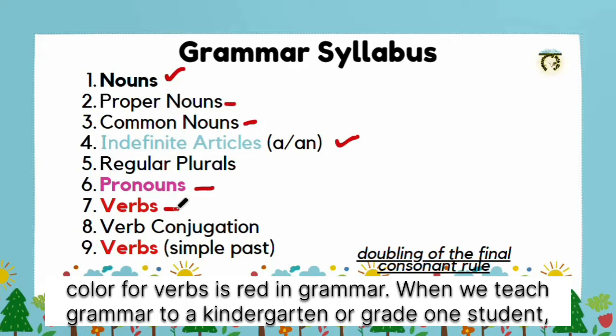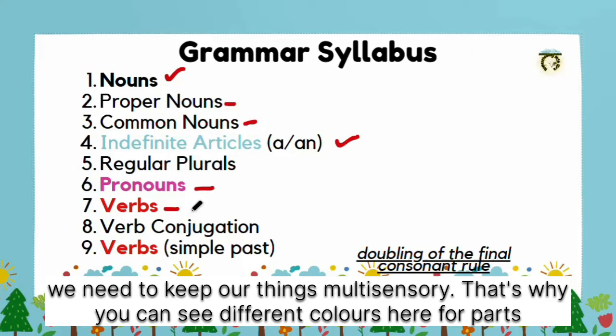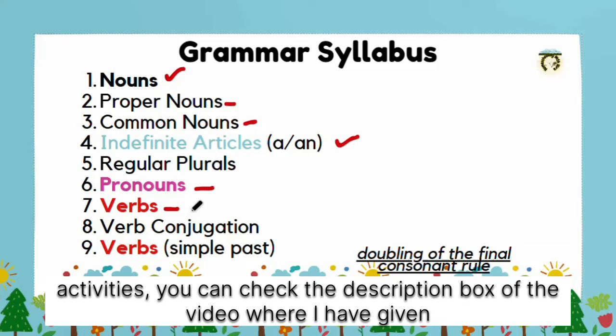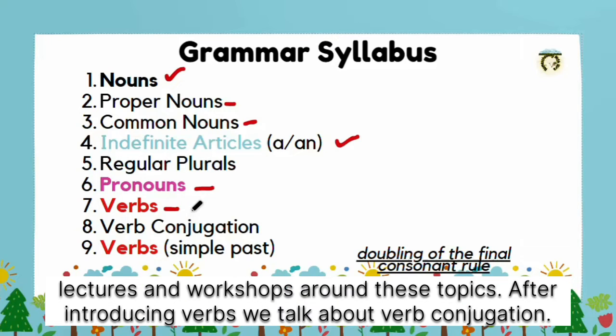When we teach grammar to a kindergartner or grade 1 student, we need to keep things multisensory. That's why you can see the different colors here for parts of speech. And if you want to learn the different techniques to teach these things with actions and activities, you can check the description box of the video where I have given lectures and workshops around these topics.